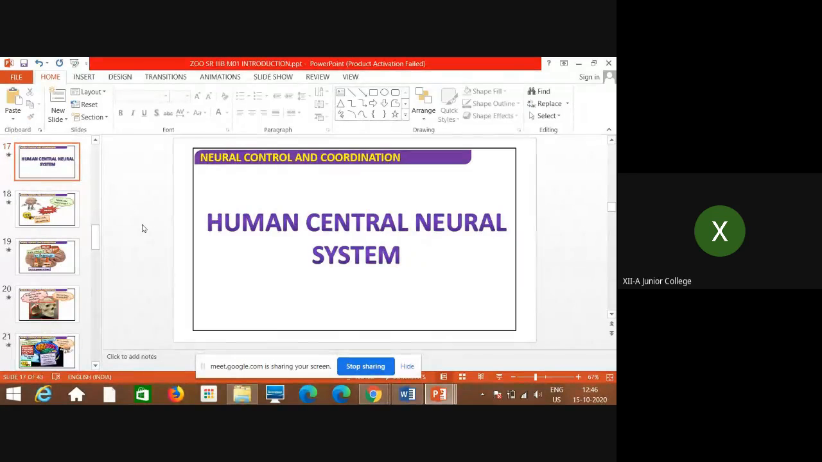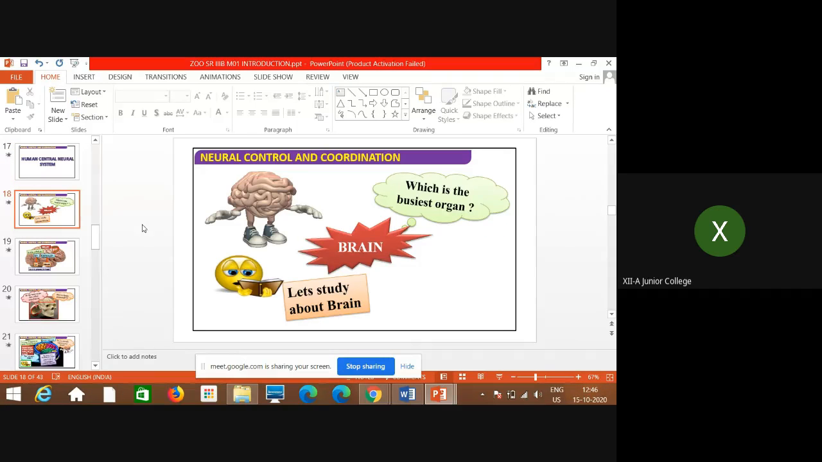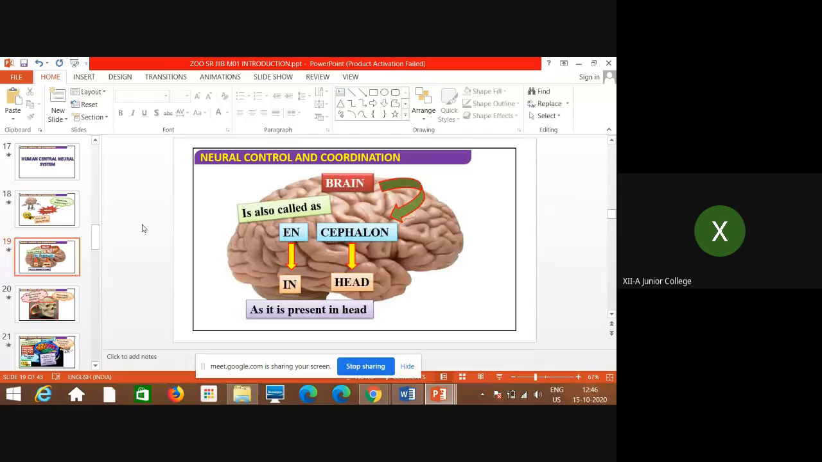Now we come to the human central neural system, which includes brain and heart. Start one by one with brain. So let's study about brain, which is considered to be the busiest organ. Last time we studied the very important busy organ, the heart, and now we are going with the next one, the brain. Brain is also called encephalon.